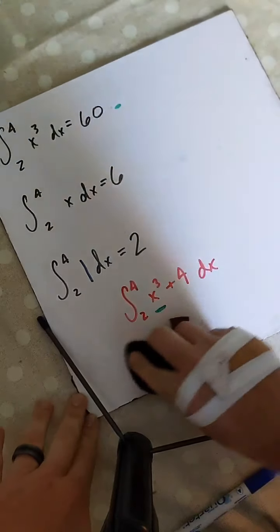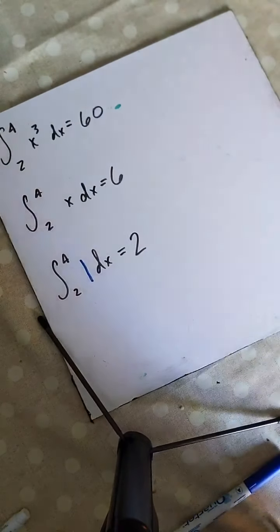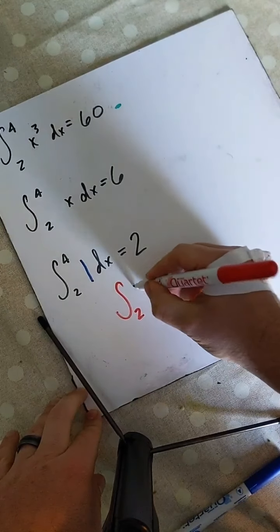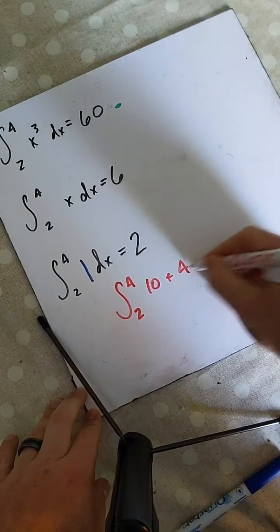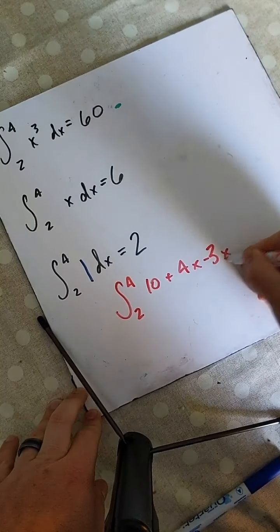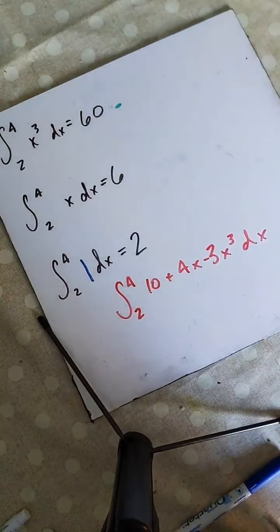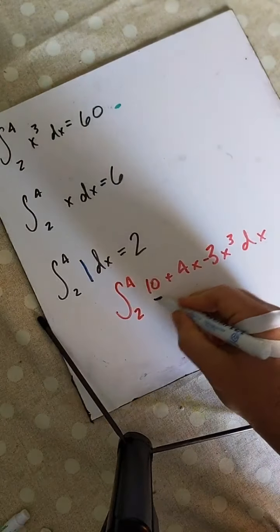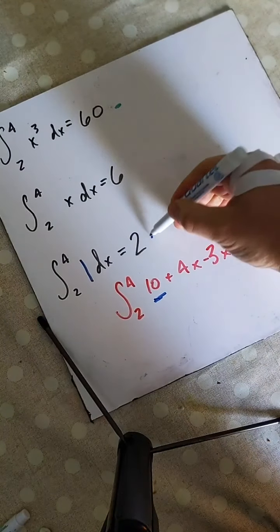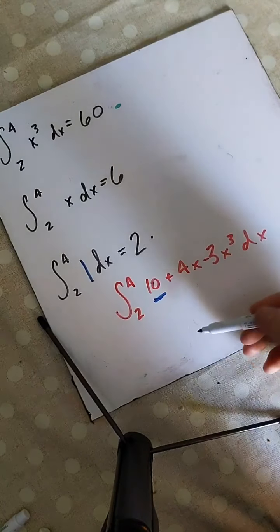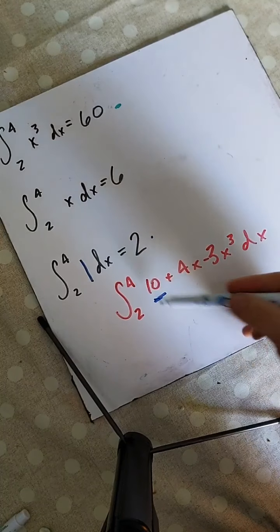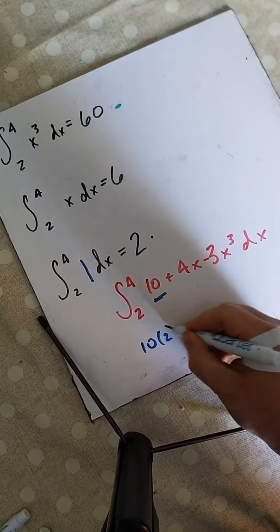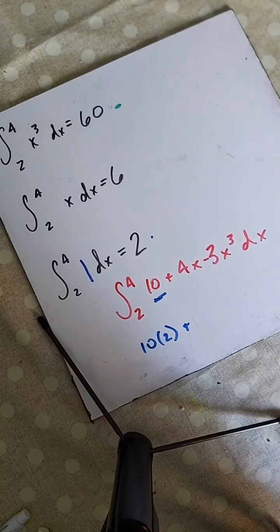Alrighty, one more problem. All right, so if we got the integral from 2 to 4 of 10 plus 4x minus 3x cubed dx. All right, so let's break down where everything comes from. First off, we have 10. 10 is a constant, so we'll use our constant answer there to help us figure that out. But it's not just 1, it's a constant of 10, so we're going to have to take our 2 and times it by 10. And then we move on to the next part.